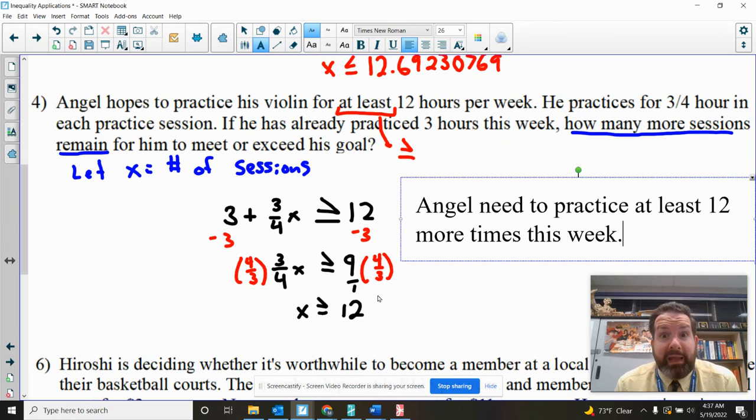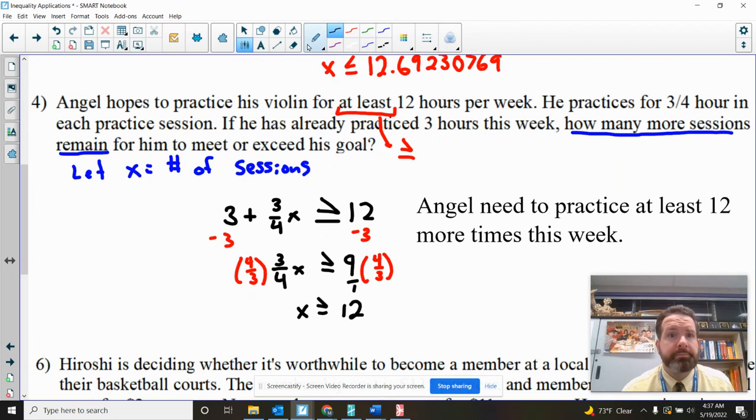More than that is okay. If he practices more than 12 times, his total practice time will be more than 12 hours, but that's okay. We can go over the 12. No problem there. Okay, Angel needs to practice at least 12 more times this week.